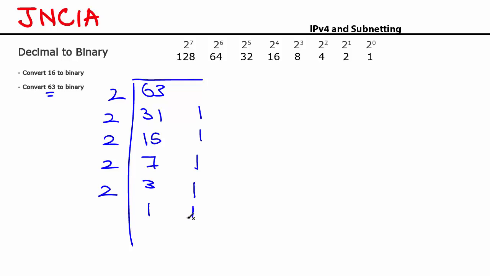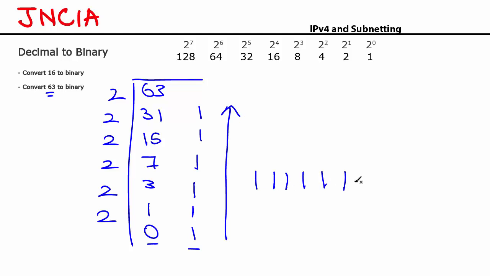Don't stop yet. 2 zeros are 0. And the remainder is 1. When you have a quotient of 0 and a remainder of 1, that's when you stop. And you get the answer in the reverse direction. So that's 1 1 1 1 1 1. That's 63 in binary. Let's verify that quickly.